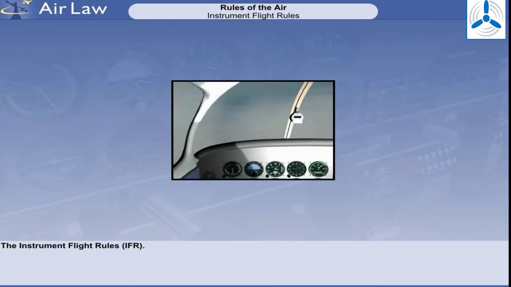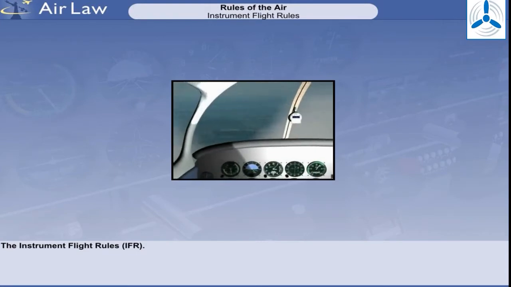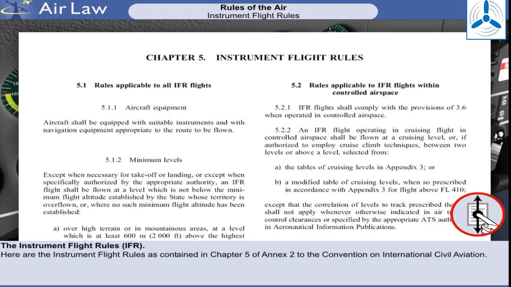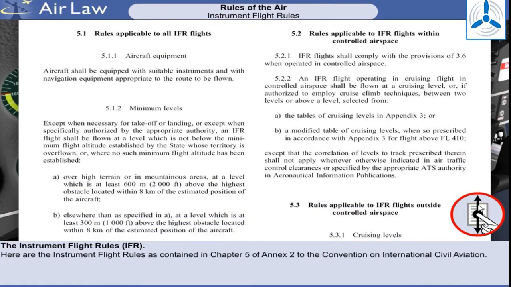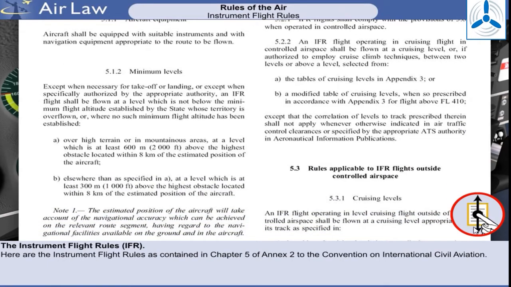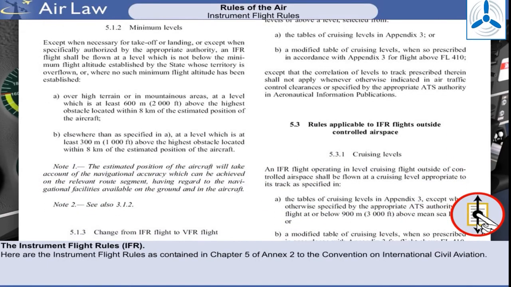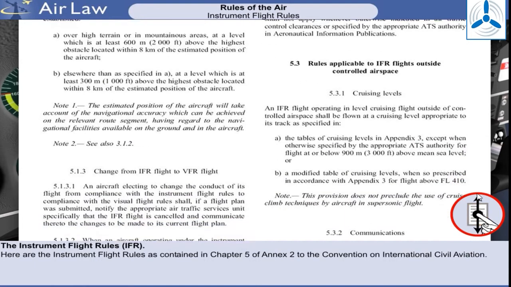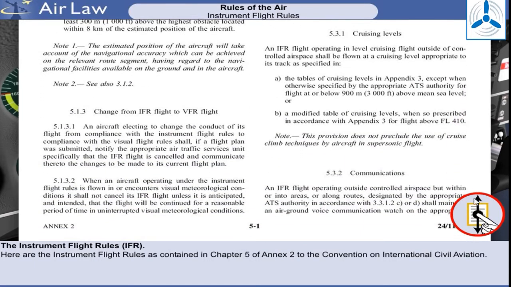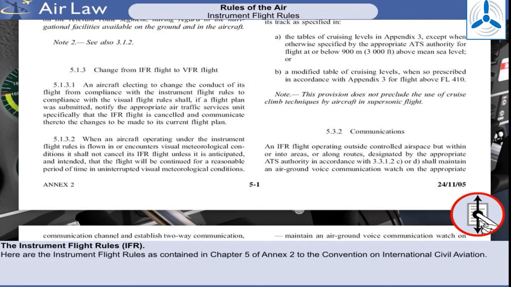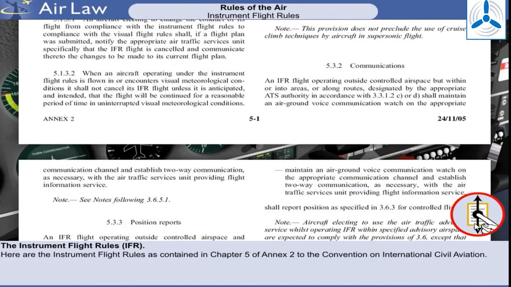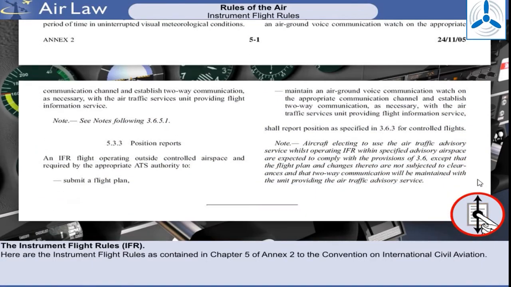Now that you have learnt about the concept of instrument flight rules, let's pass on to the rules themselves. Here they are, as contained in Chapter 5 of Annex 2 to the Convention on International Civil Aviation. Scroll through the instrument flight rules and note that they take up scarcely more than one page. When referring to Annex 2 for operational or examination purposes, always ensure that you consult the very latest version of the Annex.